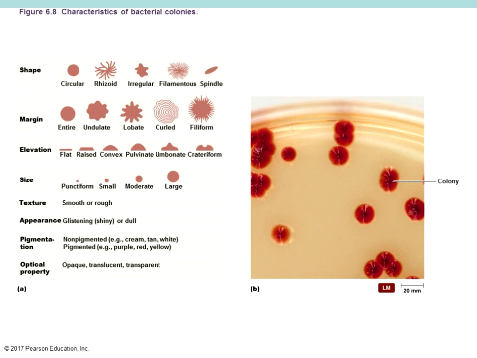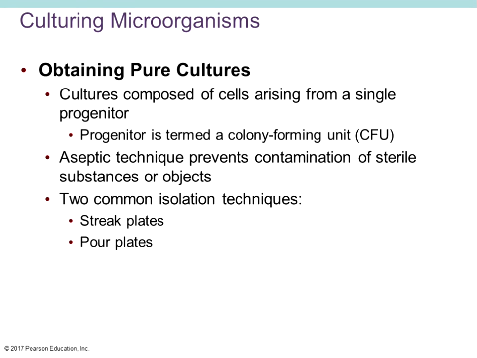So we know, and you've probably all seen this, that not all colonies are the same. They have different shapes. They can be irregular, filamentous, spindle, flat, convex, craterform, they can be lobate for what their edges or margins look like, they can be small, large, smooth or rough, shiny or dull, pigmented or non-pigmented. So there's a whole lot of characteristic terms that we can use to describe how these colonies are growing. And many times the shape of the colony is going to be consistent for every bacteria in that species.